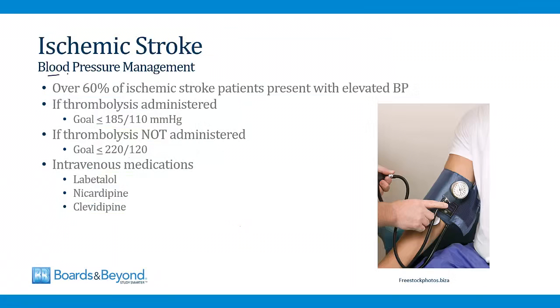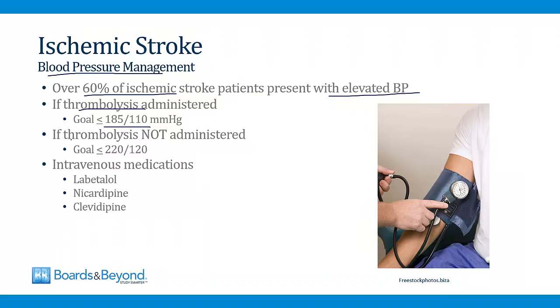Let's talk about the management of blood pressure in patients having an ischemic stroke. Lots of patients with ischemic stroke present with hypertension. Over 60% of patients will have an elevated blood pressure when they present to the emergency room. As I just mentioned on the last slide, if you're going to administer thrombolysis, the blood pressure needs to be less than 185 over 110. If it's higher than this, the risk of intracranial bleeding after thrombolysis is too high to safely administer the drug.